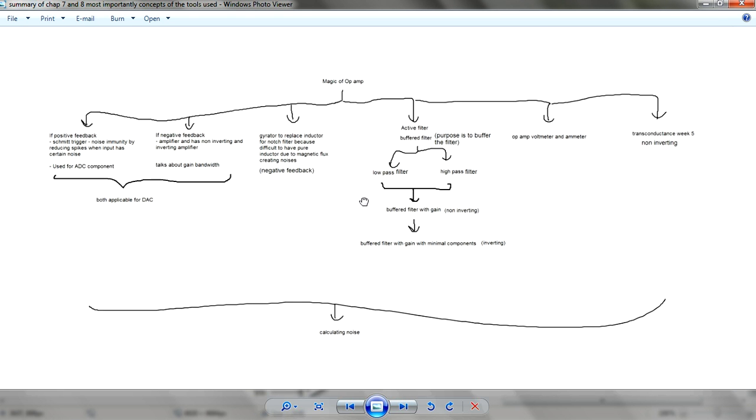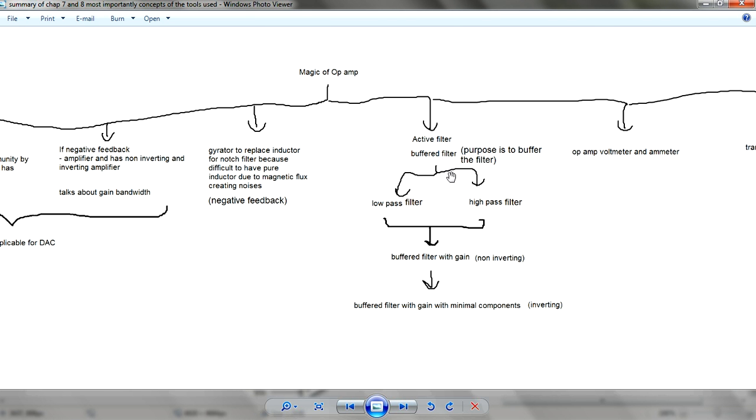So last video is actually stop here. Okay, active filter and buffer filter, and low pass filter and high pass filter, and then with a gain. Okay, so last video we talked about all these things. So in this video we talk about minimum components.